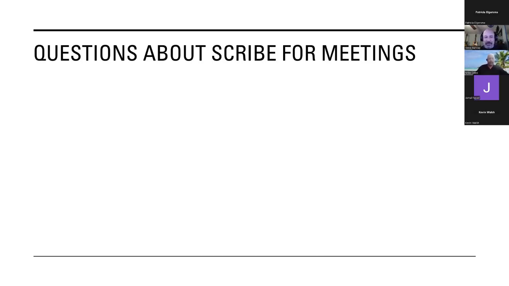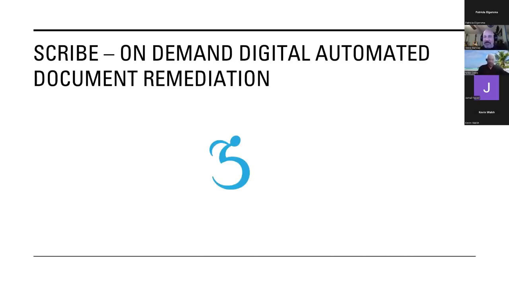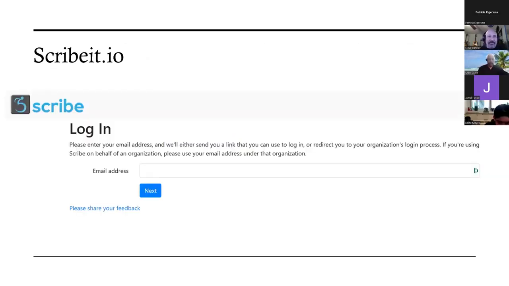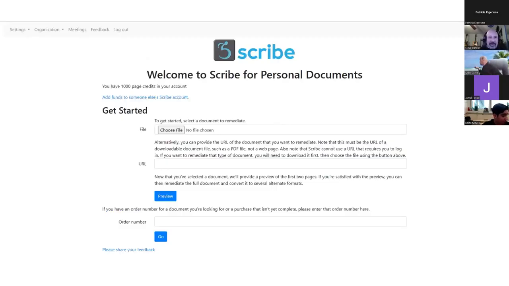No? Okay. So next up, we are going to talk about Scribe, which is on-demand digital automated document remediation, which I'm not going to even try and say 10 times fast. Scribe, which you can get to at scribeit.io, is a system where you can have pretty much immediate access to a remediated document if you have an inaccessible document. The very first thing scribeit.io is going to ask you to do is put in your email address, same as you had to do for Scribe for Meetings. Once you're logged in, it will present you with a page letting you choose a file or a URL link to a file.